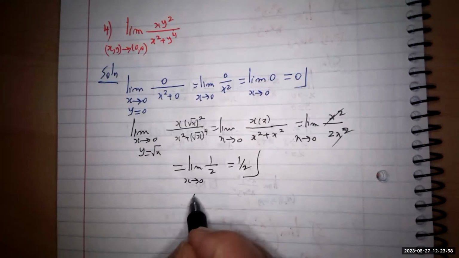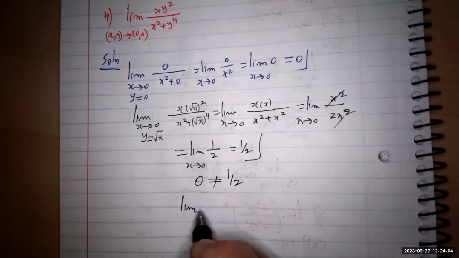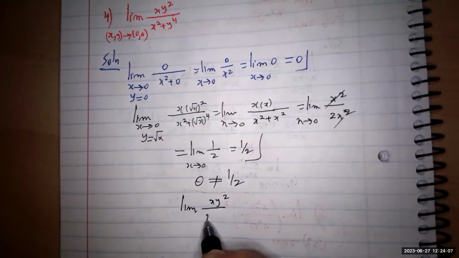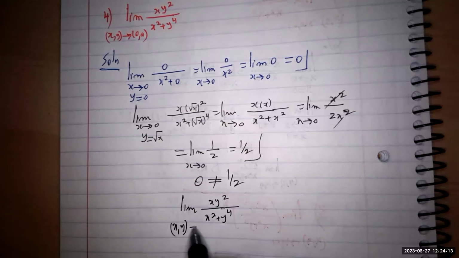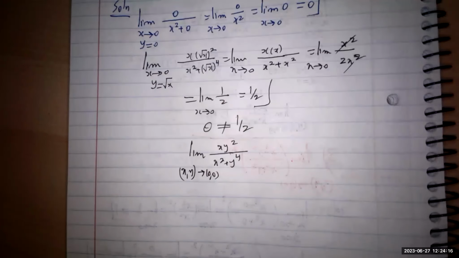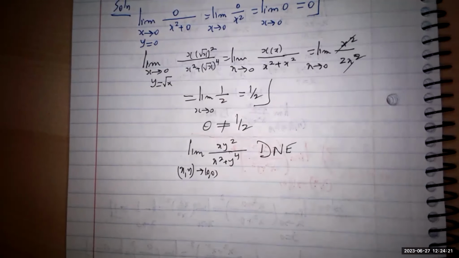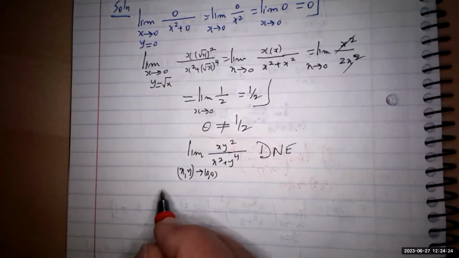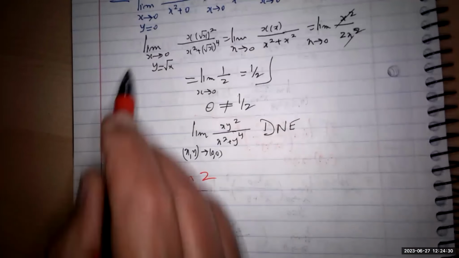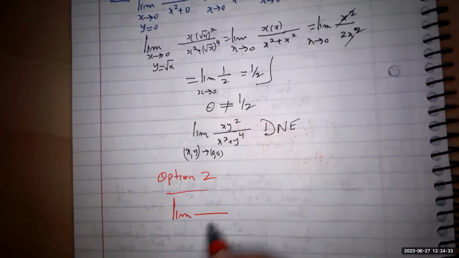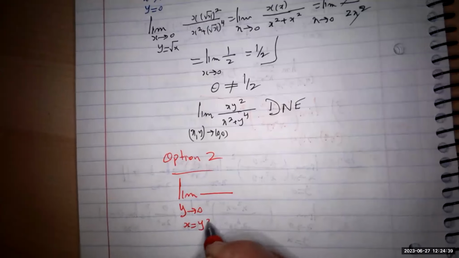Okay, so you get two different directions, two different numbers. So this means the limit does not exist. So this is another case where they give you two different powers, if you like, of the x and the y, and then you'll be able to take care of it. Any question? Option 2 is you let y equal to 0, and you pick x to be y squared.